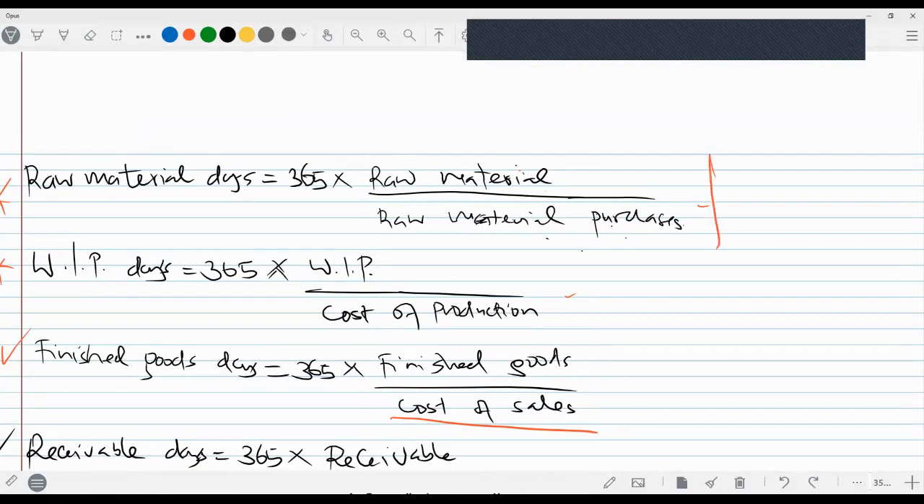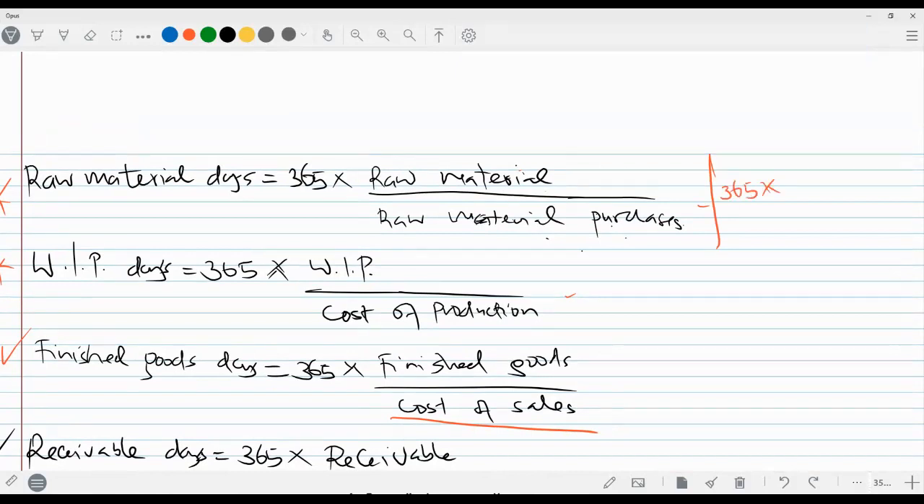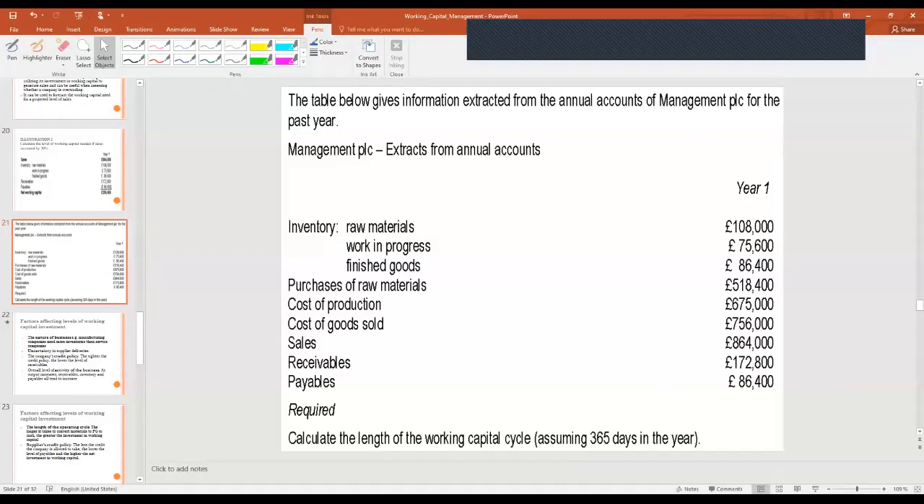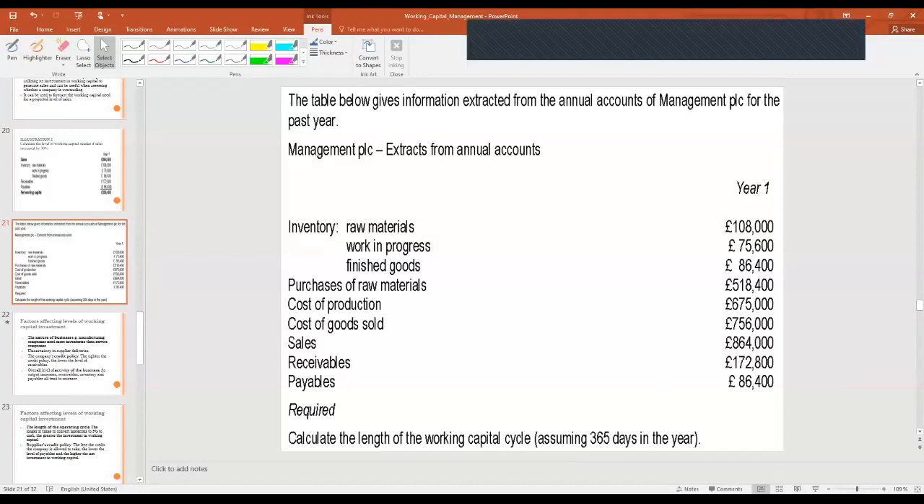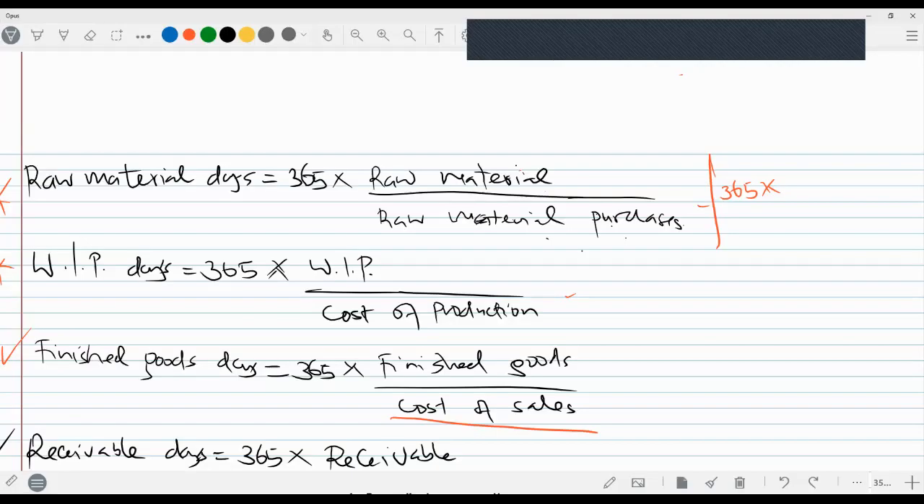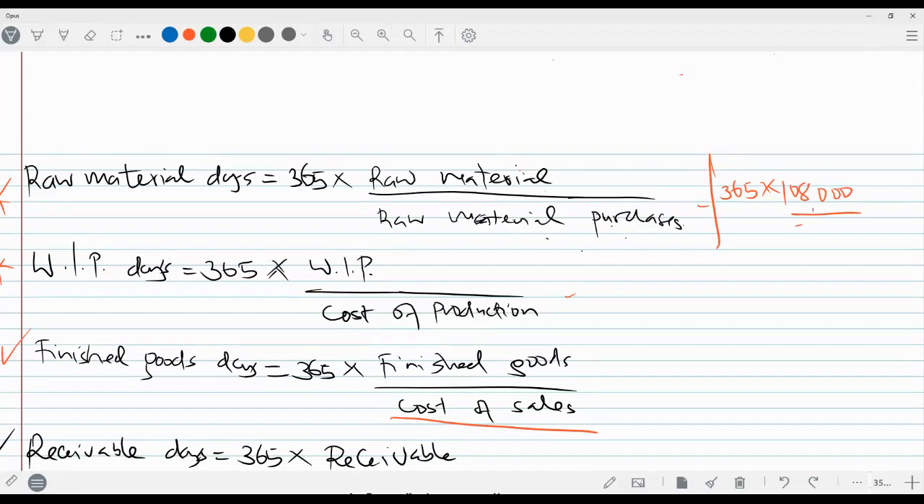We want to get the days for material, which will be equal to the 65 days, multiplied by the raw material, which is 108,000. So let me get these figures to avoid going back and forth. We divide by the raw material purchases. The purchases of raw material for the year were 518,400, to give us how many days?